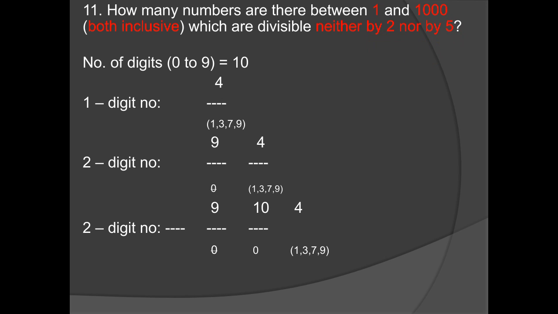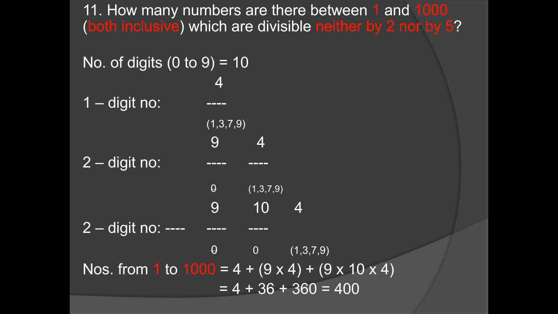So totally we have to add all the values: 4 plus 9 into 4 plus 9 into 10 into 4. So the number of such numbers from 1 to 1000 is 4 plus 36 plus 360, which is equal to 400.